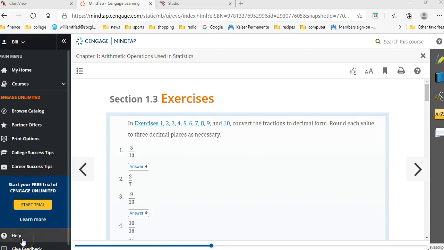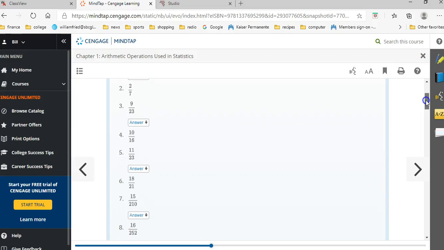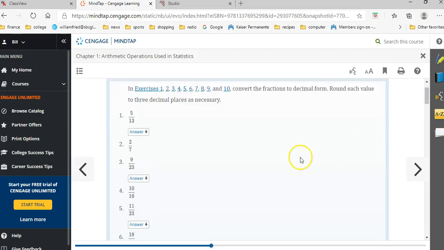In statistics, we want to be able to change between fractions, decimals, and percents, and we can use the calculator to do this. So I'm going to do a couple of examples from the homework in section 1.3. This first group of questions says convert the fractions to decimal, round to three places. Let's take, say, number two here, 2/7 to three places.